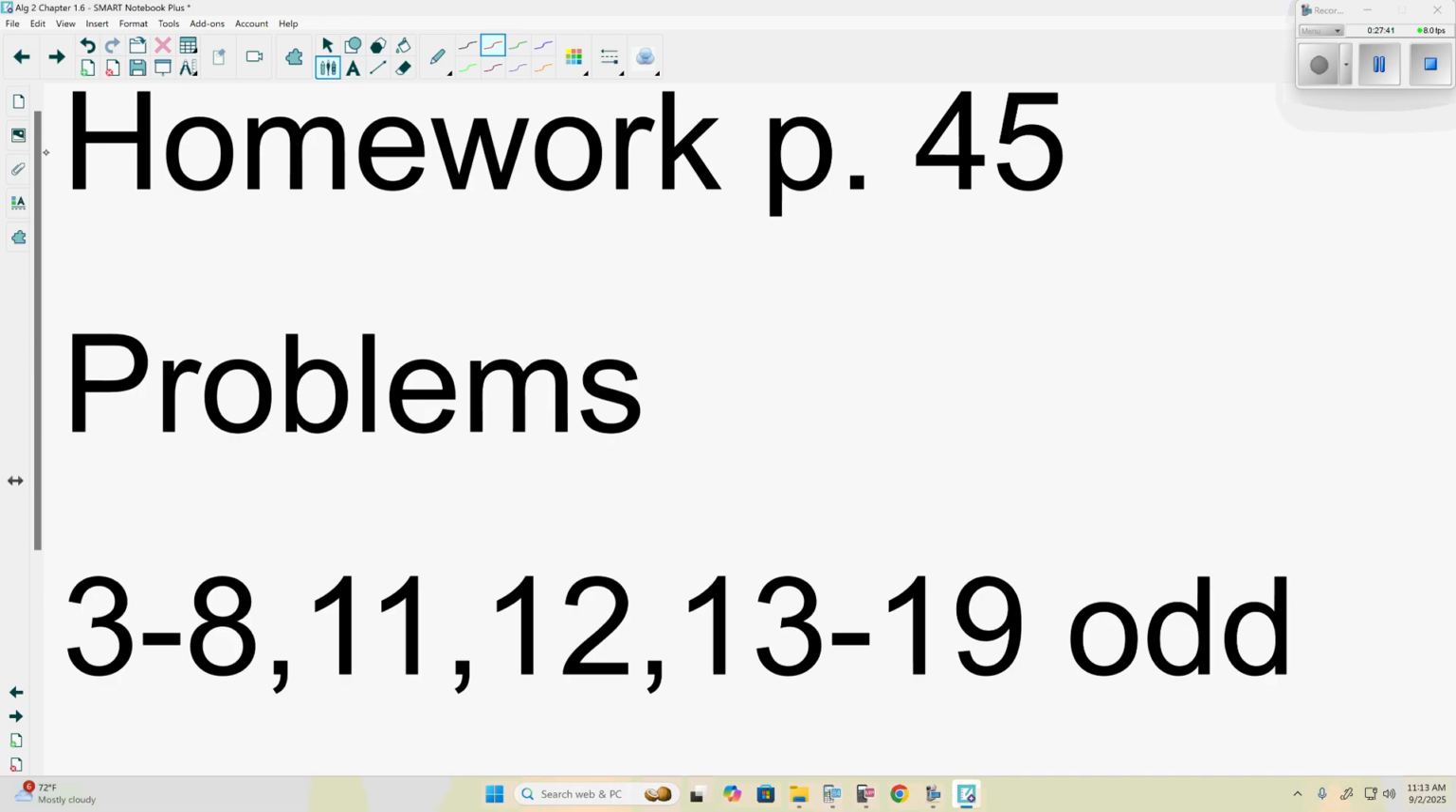13 through 19 odd, so 13, 15, 17, and 19. You're going to use the graphing calculator to solve the system. And that's it. I would start on 13 through 19 odd since you have the calculators. You don't need the calculators for 3 through 8 or 11 and 12. You have the rest of the class time to work on that.